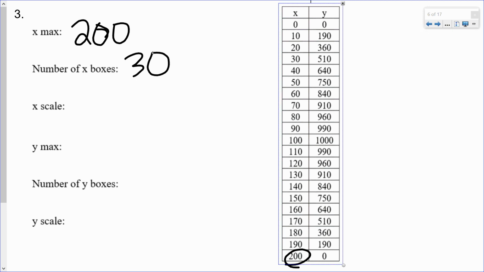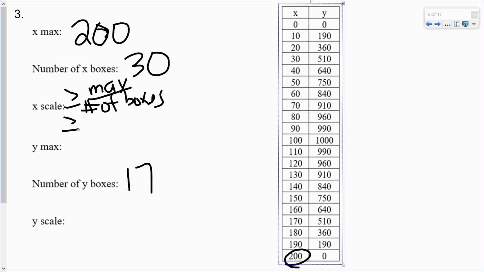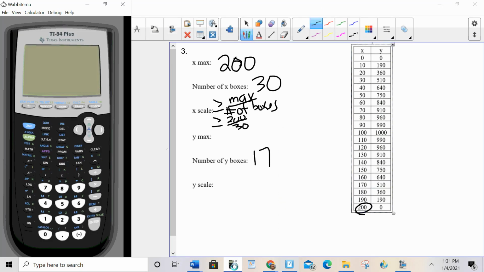So that was 30 X boxes and 17 Y boxes. So the X scale is going to be greater than or equal to the max divided by the number of boxes. So it's going to be greater than or equal to 200 divided by 30. 6.6 repeated.